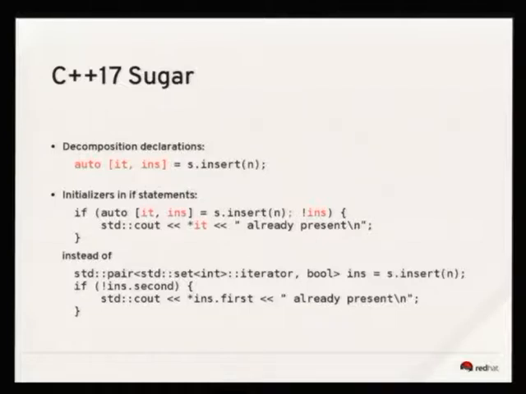You have a pair that gets returned. In the old code down there, you would have used first and second to operate on the members of that. Now you can give them easily used names.